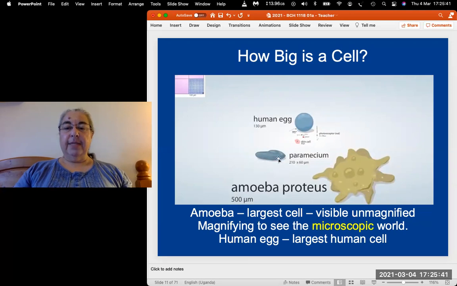Here is a paramecium, another single-celled organism. And here is a human egg cell. Okay, so this would be really just on the edge of being able to be seen without magnification.